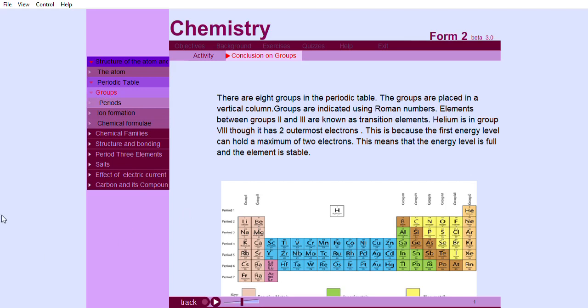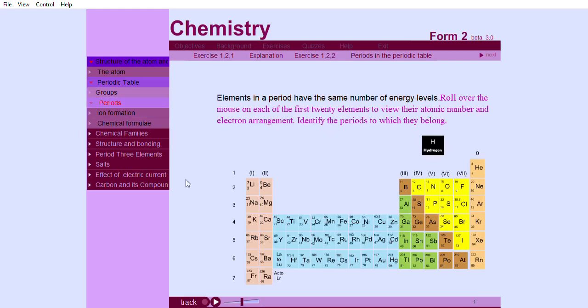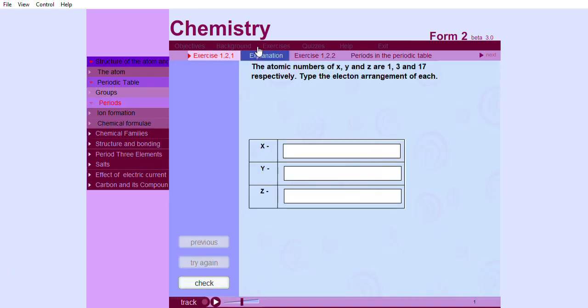Helium is in group 8, though it has 2 outermost electrons. This is because the first energy level can hold a maximum of 2 electrons. This means that the energy level is full and the element is stable. Elements in a period have the same number of energy levels. Type in electron arrangement of elements X, Y, and Z.